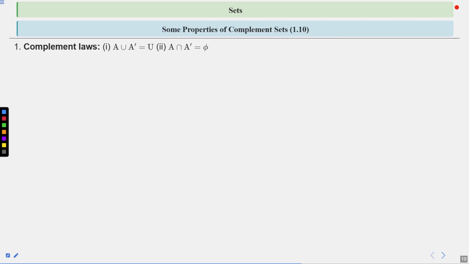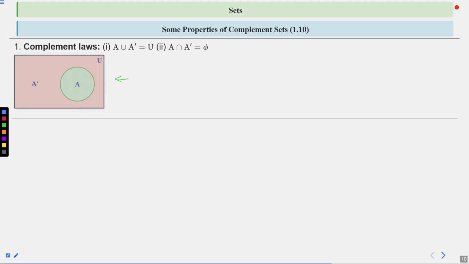Now, some related properties. A union A complement is simply the universal set itself. A intersection A complement is the empty set. We can represent this by a Venn diagram. You have your universal set U represented by this rectangle, and a subset A of U denoted by this green circle. Clear? And A complement is denoted by this whole pink shaded part.